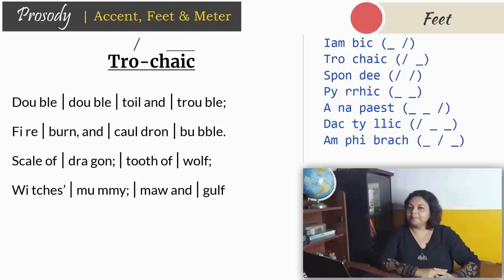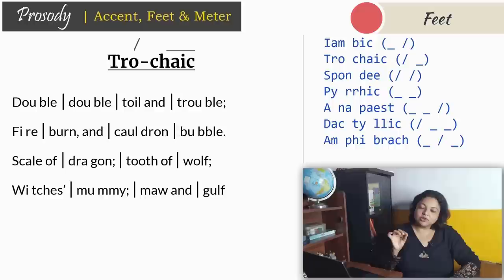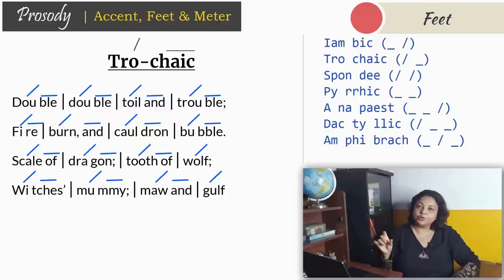If you break the first line, double, double, toil and trouble, you will see that you are putting stress on the first syllable and putting the second syllable without stress. So this is called a trochaic foot. It's called a trochee. In the second line, something very interesting is happening. After you break the whole part into syllables and put the accent marks, you will notice that the first line is fine.